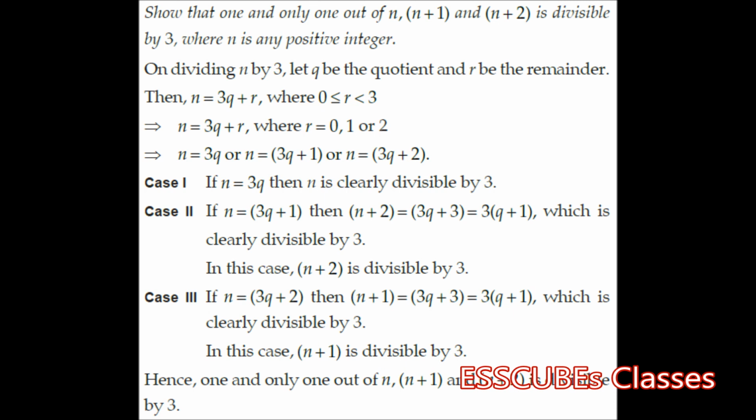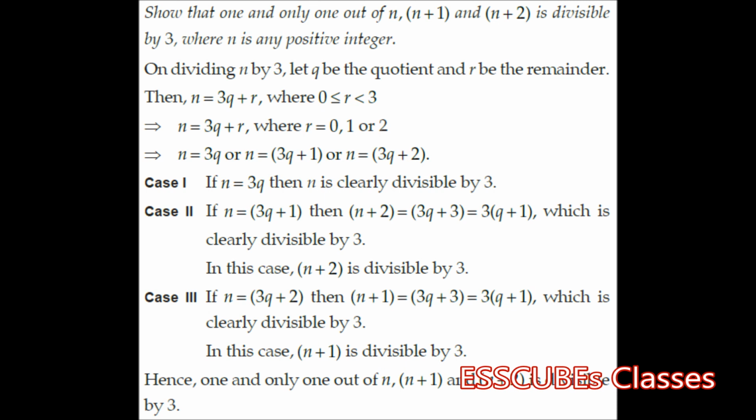So when we divide n by 3, it can be represented as n is equal to 3q plus r. And the remainders can range between 0, 1 and 2, where r and q are remainder and quotient respectively. So what are the cases? I can have remainder 0, remainder 1, or remainder 2. So there are 3 cases which arise out of this. So n can be 3q, n can also be 3q plus 1, n can also be 3q plus 2.